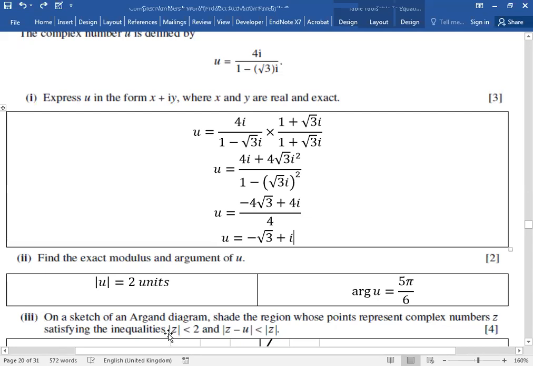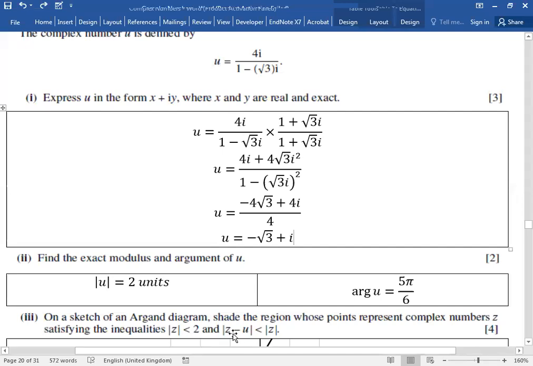Now we come to the loci of this question. The question says that mod of z is less than 2. That means its distance from the origin must be less than 2. So I take the origin as the center, draw a circle of radius 2, and I'll try to draw this as a dotted circle. A dashed line, not a solid circle, and I'll say that z lies anywhere inside the circle.